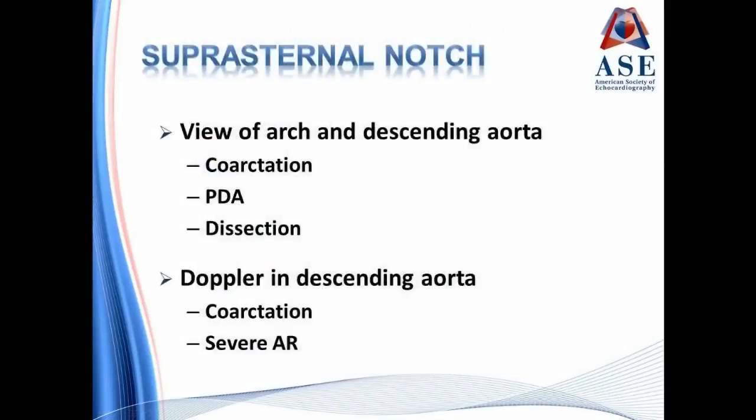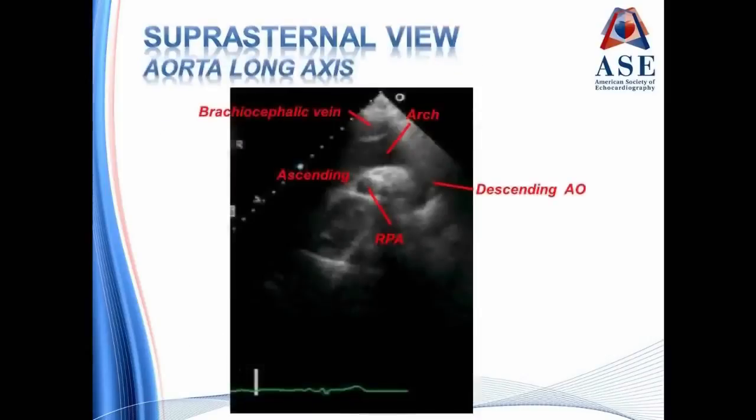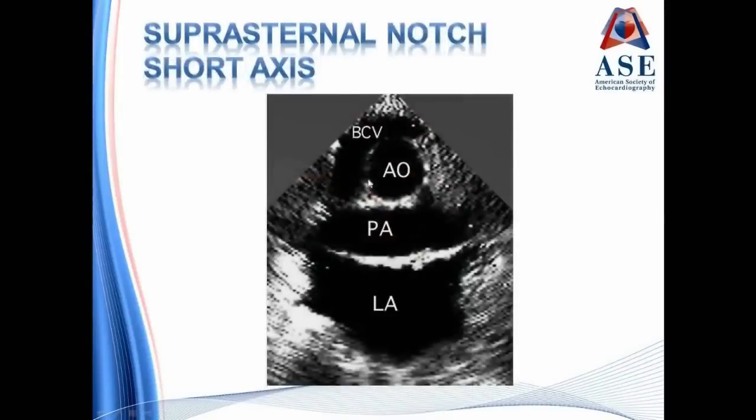The final view in a standard transthoracic study is the suprasternal notch. The patient's head is extended slightly, and the transducer is put in the suprasternal notch. Again, this may be slightly uncomfortable for the patient, and you need to watch this. In this view, we see the aorta in long axis. This is the ascending aorta, the arch, and the descending aorta. The brachiocephalic vein overlies the aorta, and the right pulmonary artery is posterior to the aorta.